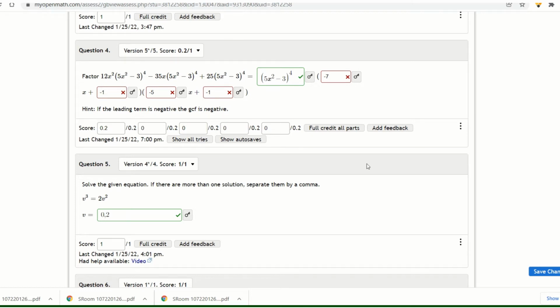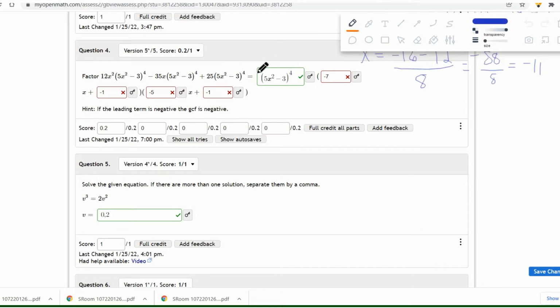Okay, so let's look at number 4. Number 4 is a horrible looking problem, but once you see it, it's not all that bad. So you did the right thing in taking out this quantity that repeats itself. And when we pull that quantity out to the front of all of this, we can think of this as going to be out in the front.